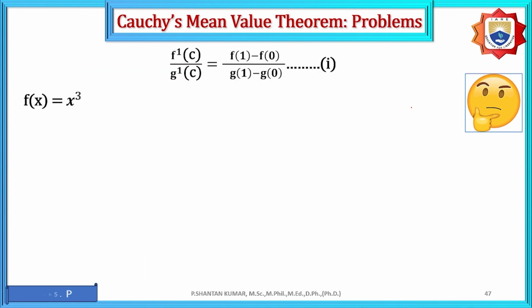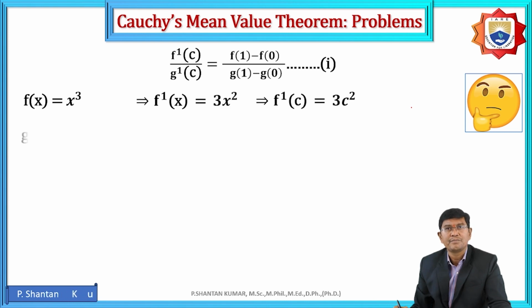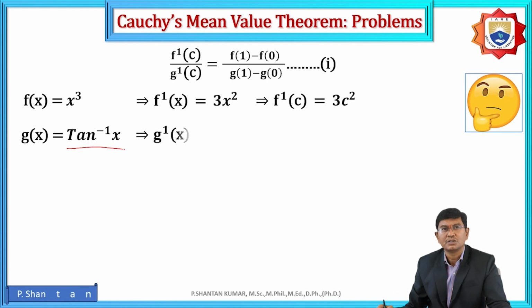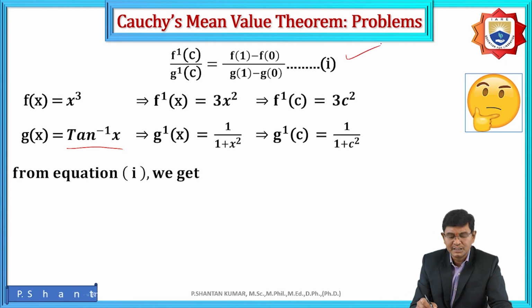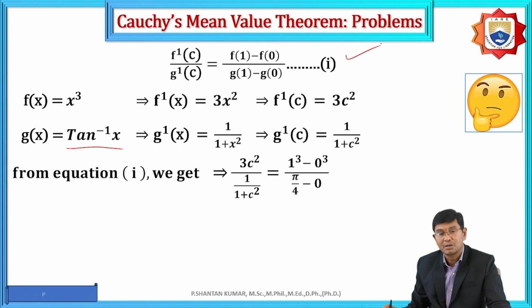This is the last problem under the mean value theorem, the final one, that is Cauchy's mean value theorem. This is the meaning of arctan, that is tan inverse x. We need to observe that. And from equation 1, whatever we know is the condition of this one. The given interval is particularly 0, 1.